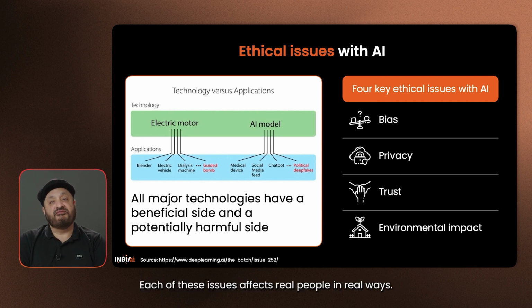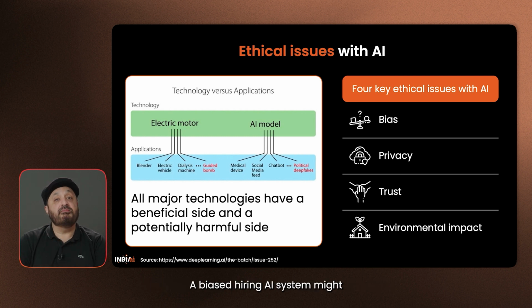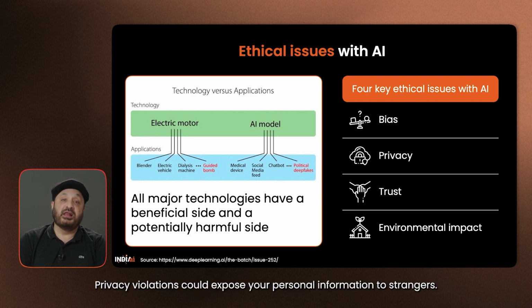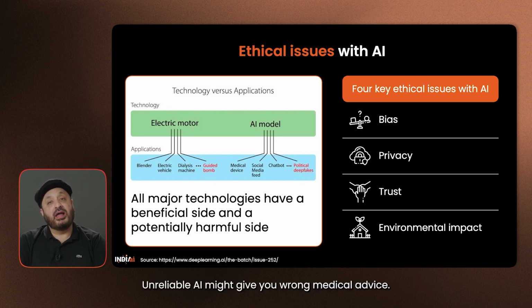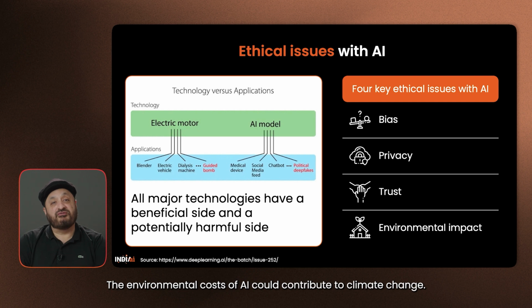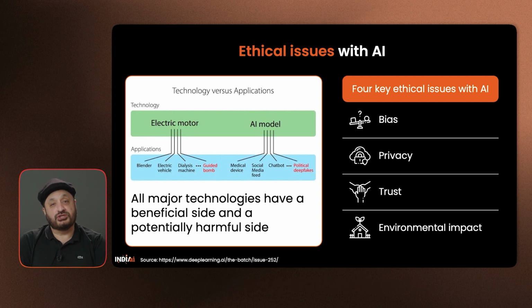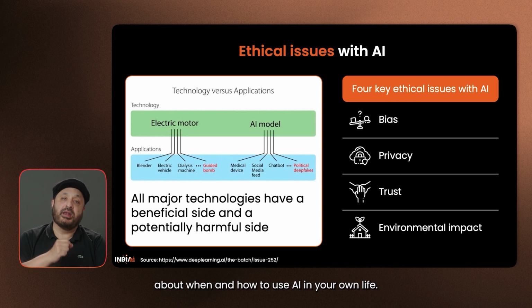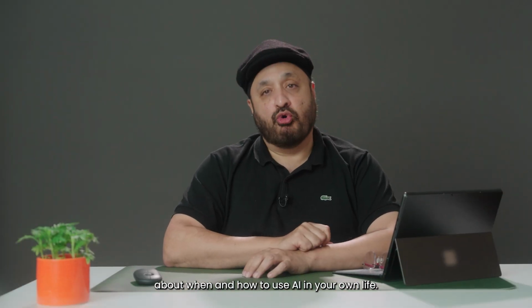Each of these issues affects real people in real ways. A biased hiring AI might prevent qualified candidates from getting jobs. Privacy violations could expose your personal information to strangers. Unreliable AI might give you wrong medical advice. And the environmental cost of AI could contribute to climate change. The good news, however, is that by understanding these issues, you can make smarter choices about when and how to use AI in your own life.